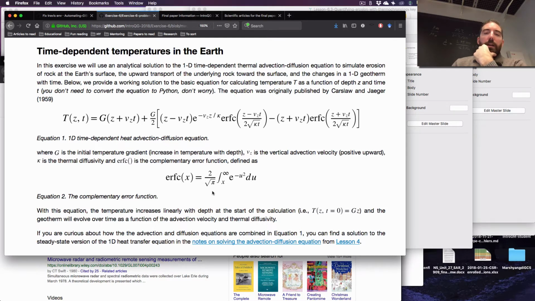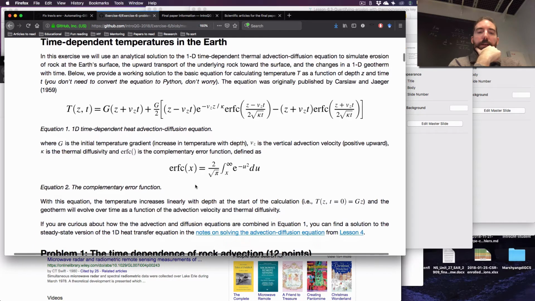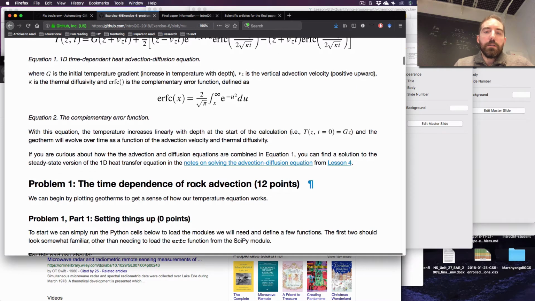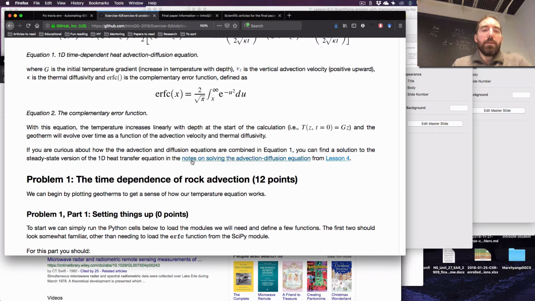So again, fortunately, there is a Python module that has a complementary error function in it, so we don't have to worry about coding this thing up. You can just use the version that's available. So the first step is, as I mentioned, to calculate temperature using this complementary error function.